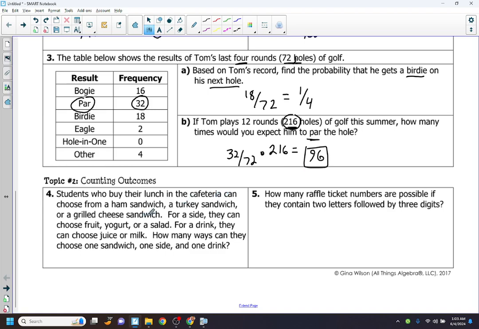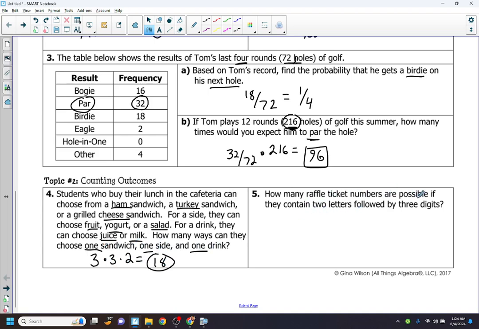Students who buy their lunch from this menu can choose from a ham, turkey, or grilled cheese sandwich. So notice that's 3 choices, so I'm going to put 3 here. For a side, they could choose fruit, yogurt, or a salad. That's 3 choices, so I'm going to put 3 here. For a drink, they could do juice or milk. That's only 2 choices. When you're making choices on different categories, in this case sandwich, side, and drink, I do the multiplication. What's the chance of getting one sandwich, one side, one drink? I just do 3 times 3 times 2, which is 18.